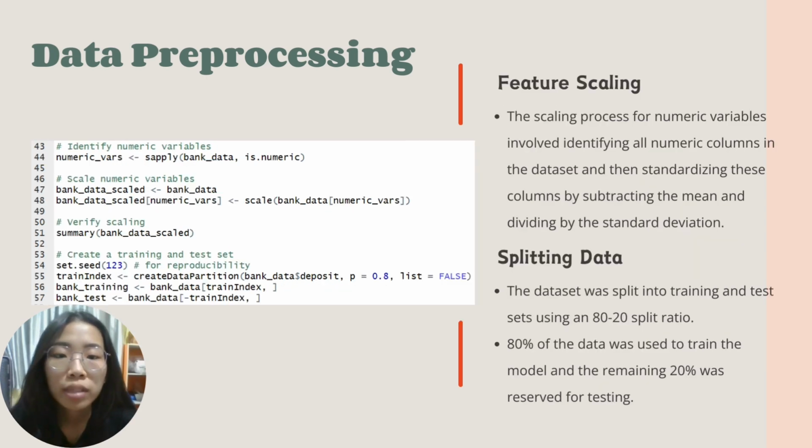All the numeric variables need to be scaled by standardizing their columns. And the dataset was split into training and test sets. 80% of the data was used to train the model and the remaining 20% was reserved for testing.